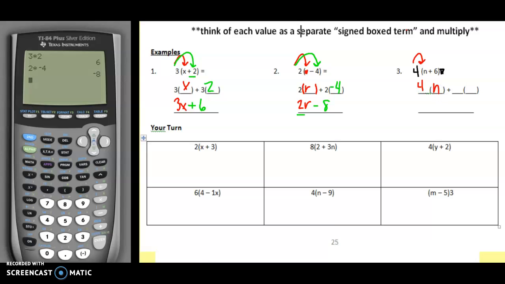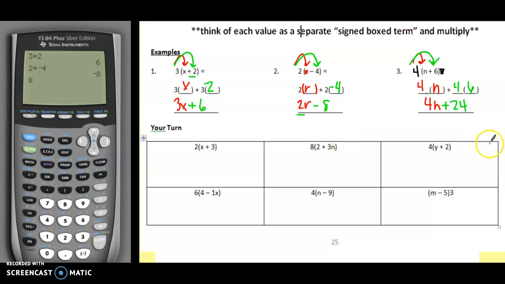Then we're going to take our 4 and multiply it by a positive 6, because we have a plus sign there. Working through multiplication, again, 2 simple multiplication problems, and your answers are pushed together. 4n for that first problem, and then 4 times 6 gives us a positive 24. Just make sure that you put that connector.